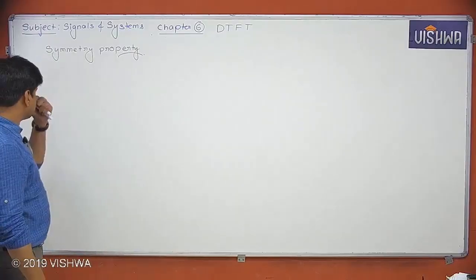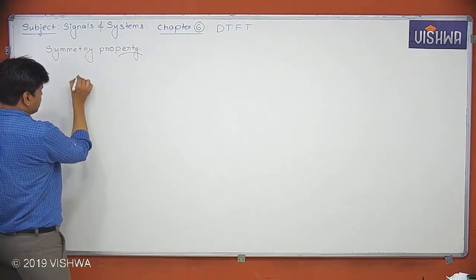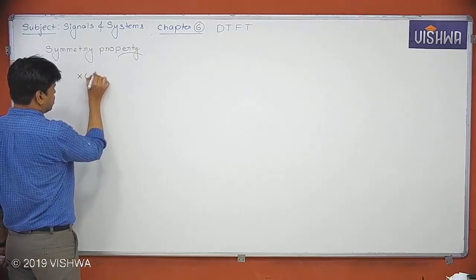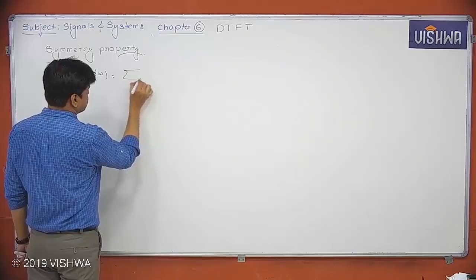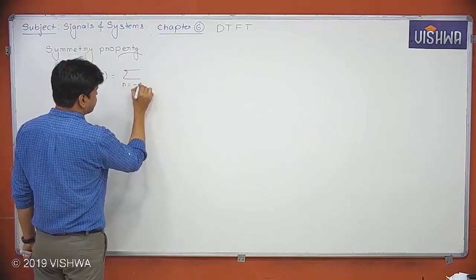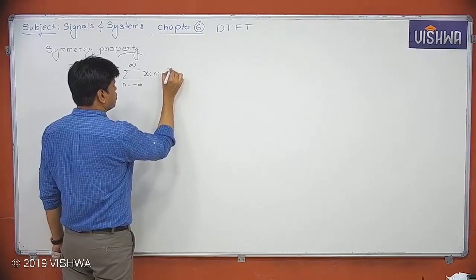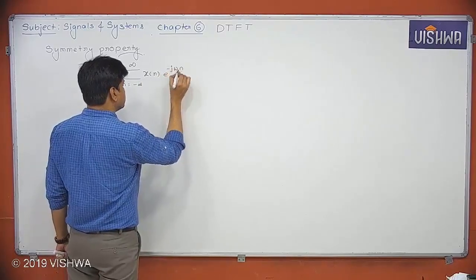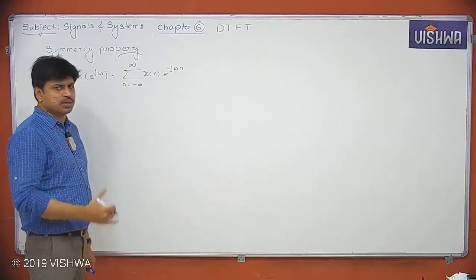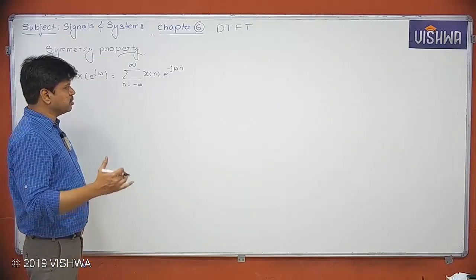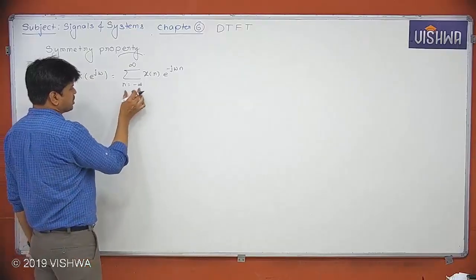Symmetry property. What is the symmetry property? Let's say X of e power j omega is summation n equals minus infinity to infinity x of n e power minus j omega n. If I expand this e power minus j omega n, that is nothing but cos omega n minus j sin omega n. So if I expand it, this summation will be two parts.